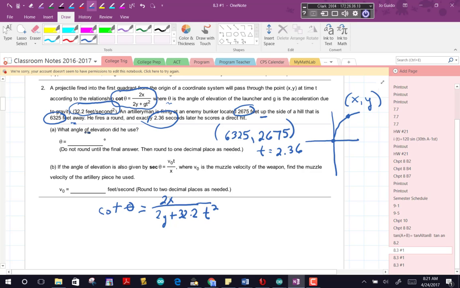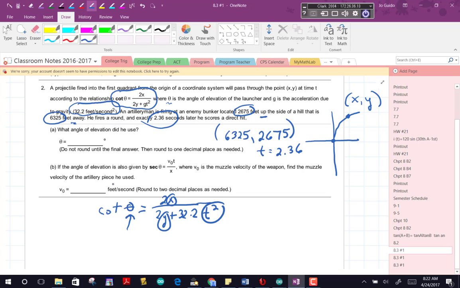Okay, so the only thing they're asking us to find is the angle of elevation. They want to know this. They gave us this, this, and this. So we'd fill those all in, and then we would take the cotangent inverse of both sides of that equation. All right, the second part says, if the angle of elevation is also given by this other equation, where v sub 0 is the muzzle velocity of the weapon, find the muzzle velocity of the piece of artillery he used.